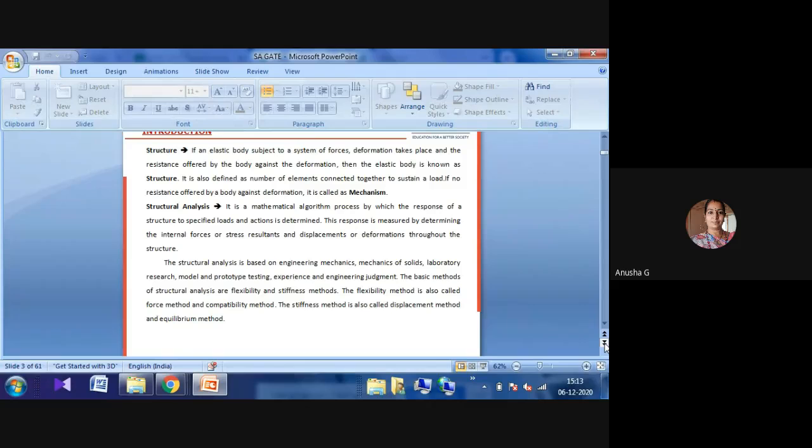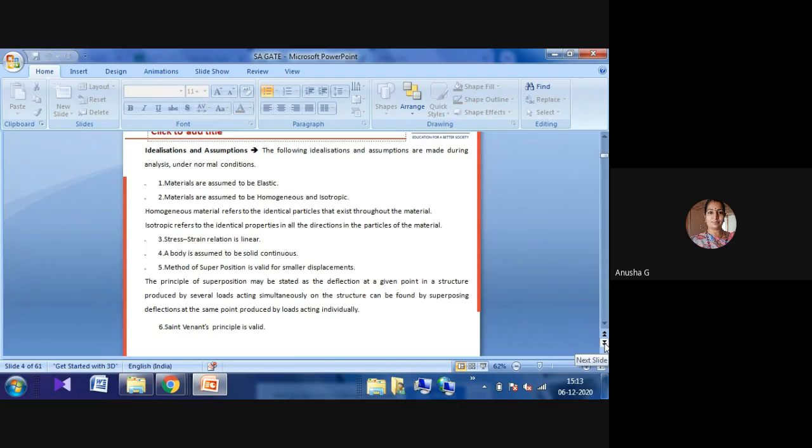The basic methods of structural analysis are the flexibility and stiffness methods. The flexibility method is also called the force method and the compatibility method. The stiffness method is also called the displacement method and the equilibrium method. The difference is that the stiffness method is based on displacements, and we solve it based on displacement loads. In the flexibility method we observe only the force method and compatibility, using different categories and the matrix method.